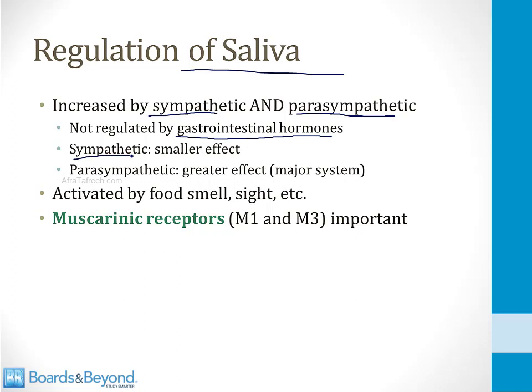The sympathetic effect on salivary flow is relatively small. The much greater effect is from the parasympathetic nervous system. This is the major system that stimulates salivary flow, just like it's the major system that can activate other digestive features of the GI tract, like acid secretion and hormone secretion. When you smell food or you look at food, you will activate your parasympathetic nervous system, and that will get saliva flowing. And the most important receptors are the muscarinic receptors M1 and M3.